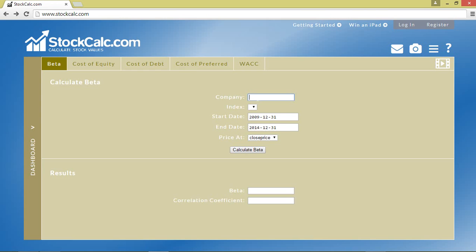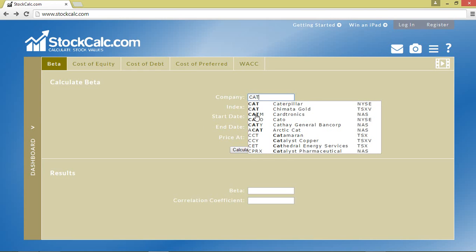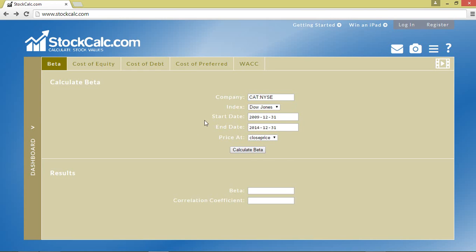We will use Caterpillar with the symbol CAT as our test case. We will compare Caterpillar to the Dow Jones average for the last 5-year period. What we are doing is actually calculating the cost of capital in components, starting with the beta. The beta is used in the cost of equity, and each of these costs are a component of the WACC. In this case, the beta for Caterpillar is calculated out as 2.13 for the last 5-year period.